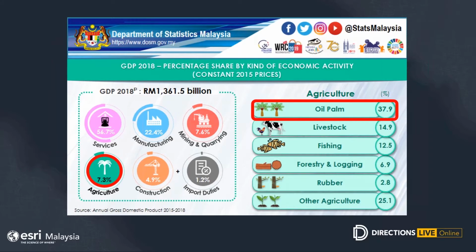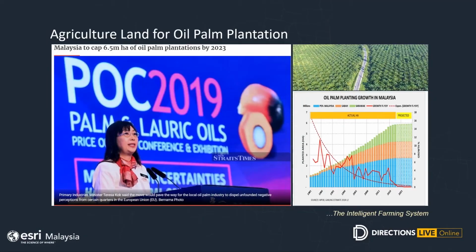So let's look at the land resources available for oil palm cultivation in Malaysia. The government policy has decided to cap at 6.5 million hectares for oil palm plantation by 2030. We can see from the graph on the right-hand side of your screen that land expansion for oil palm plantation has slowed down since 2017.